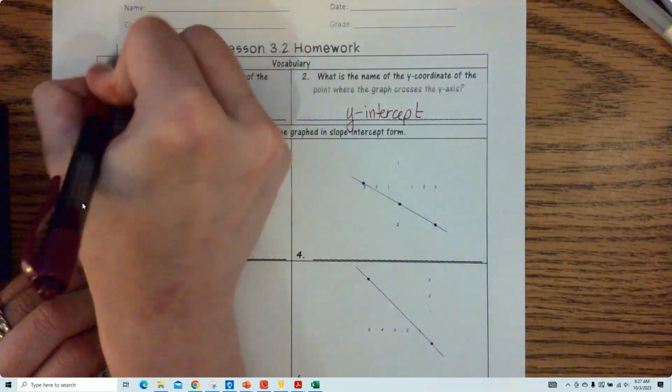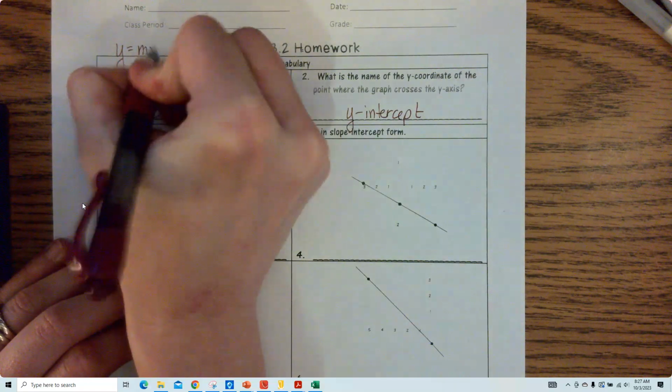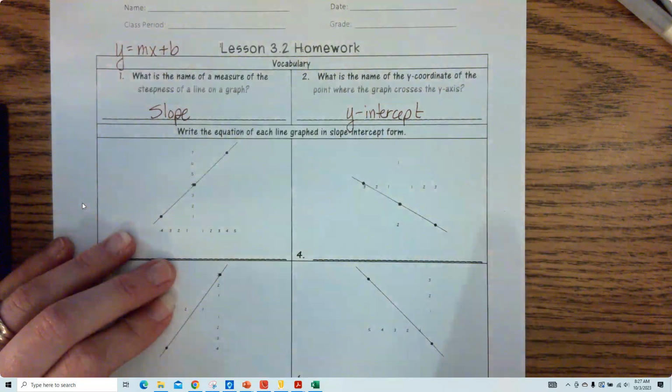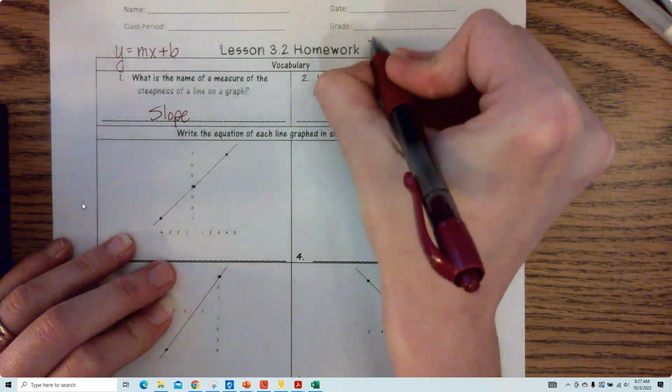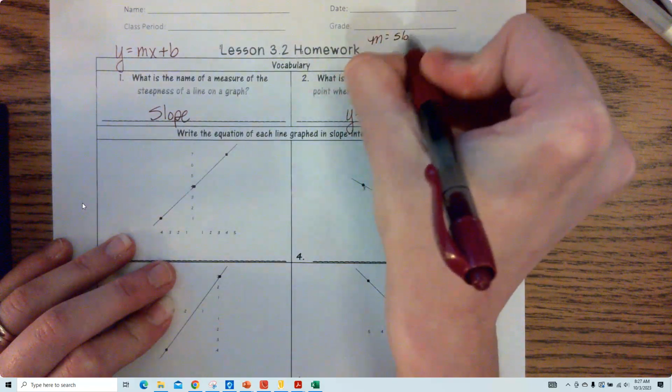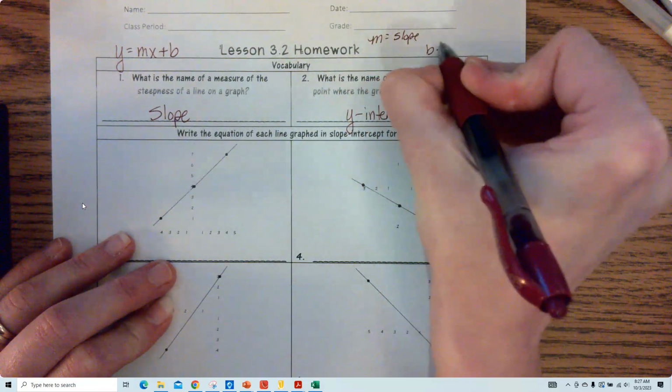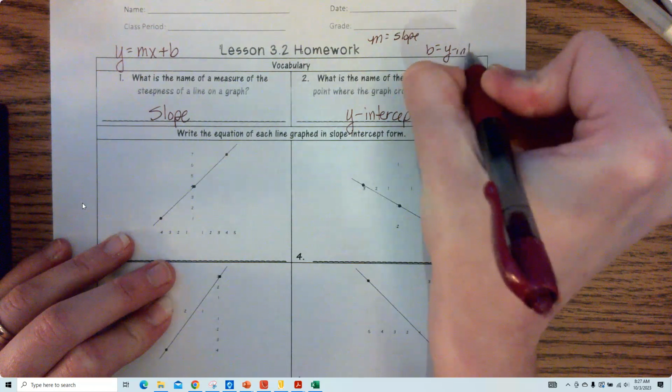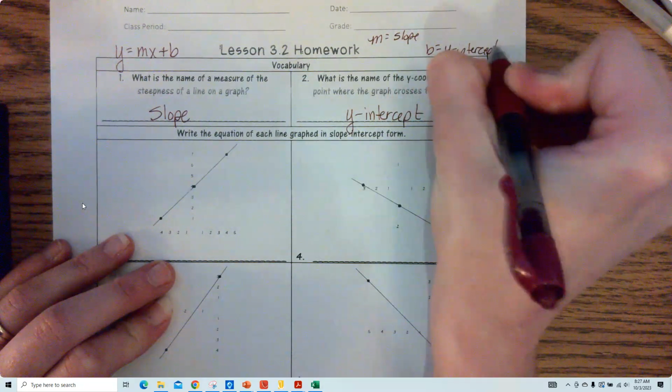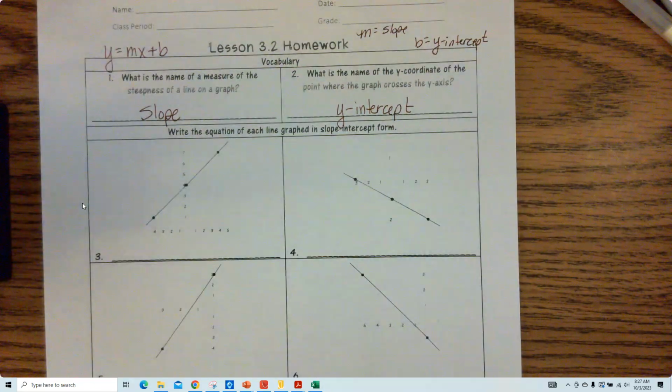Those are the two main pieces of slope-intercept form. So slope-intercept form, y equals mx plus b. M is the slope, b is the y-intercept. You should have been doing this stuff last year. This is literally one of my 8th grade pages.